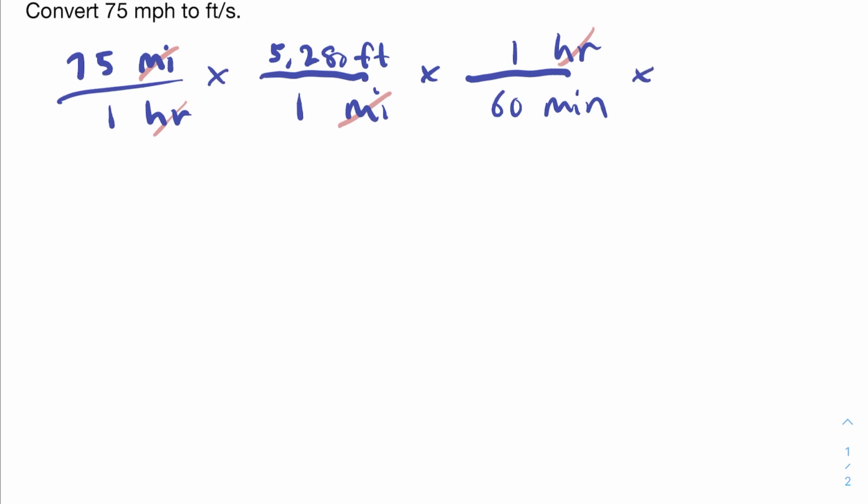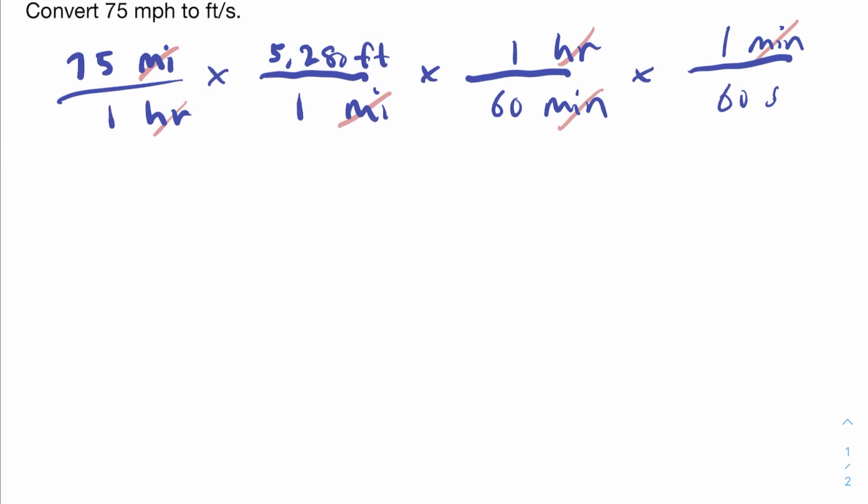So we know that there are 60 seconds in 1 minute. And I put minutes on the top because now minutes can cancel out. So now we finally have feet per second, and all that's left to do is multiply everything together.